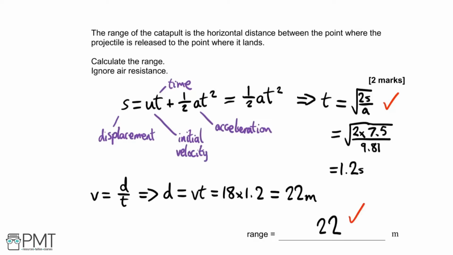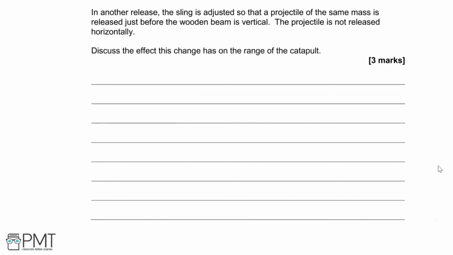Just to add in a quick note there about the horizontal component and the vertical component, just to avoid any confusion. In another release, the sling is adjusted so that a projectile of the same mass is released just before the wooden beam is vertical. The projectile is not released horizontally. Discuss the effect this change has on the range of the catapult.